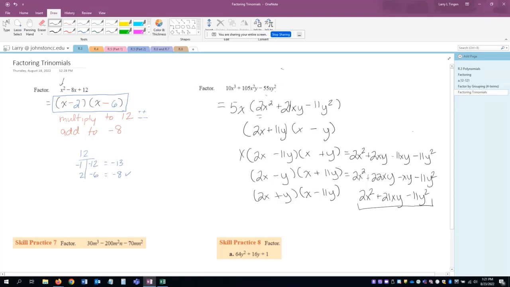That's what we started with, right? So since that's what we started with, I have my factorization. And so what does this look like in the end? It looks like 5x times this one, 2x minus y times x plus 11y. Now, that is one way to handle that. That is not the only way to handle that.